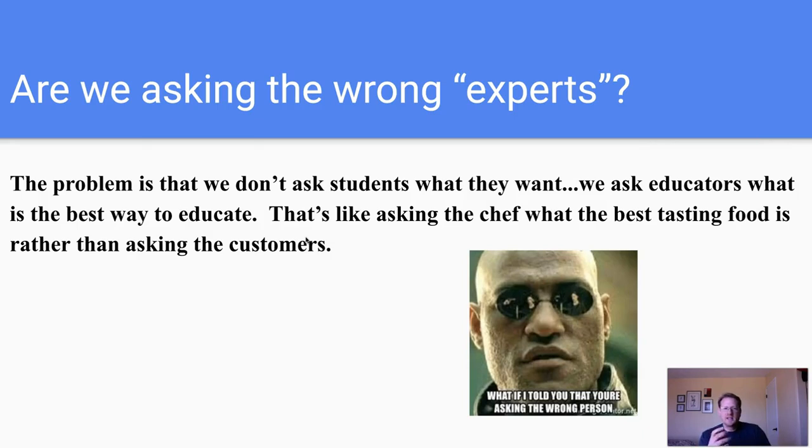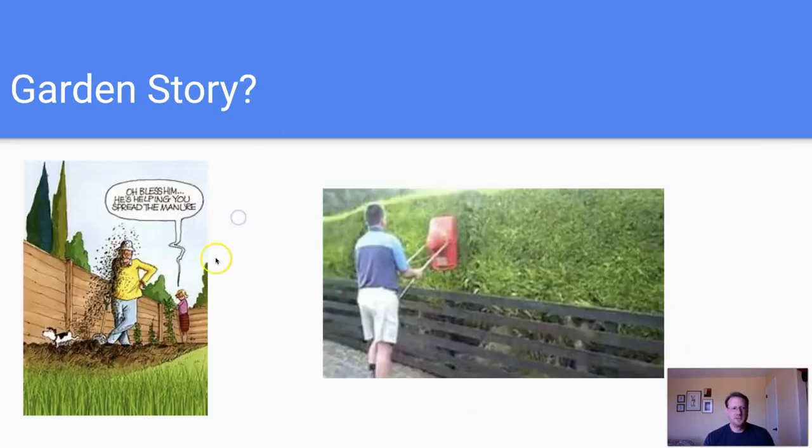And the thing is, to me, I love analogies. It's like asking the chef what the best tasting food is, rather than asking his or her customers. Hey, chef, what's the best tasting food? This is it. And you're like, dude, that's nasty. Ask the customers, what's really good here? Oh, the desserts or this or that, right? Ask students, what do you want in a successful classroom? They'll tell you. And then we just have to listen to them.